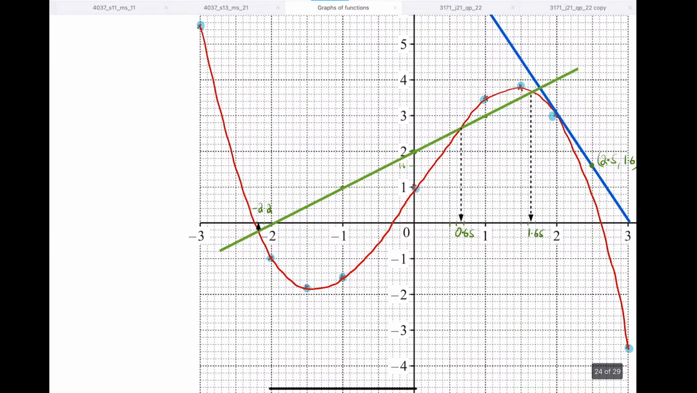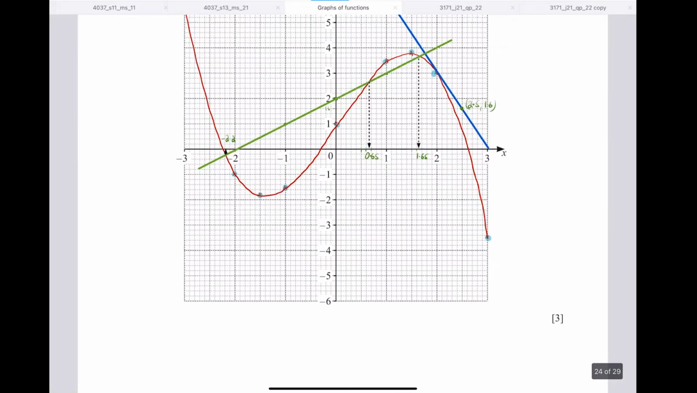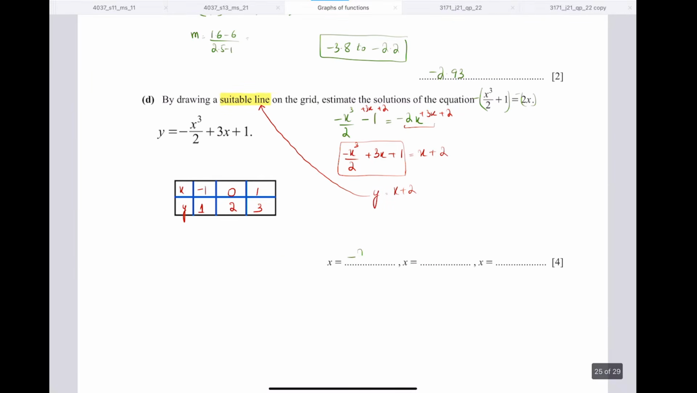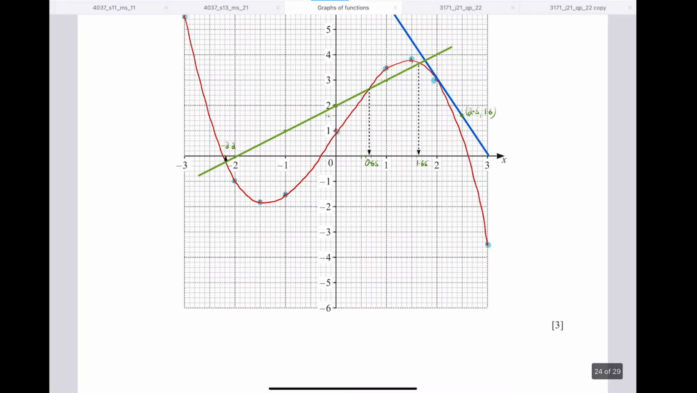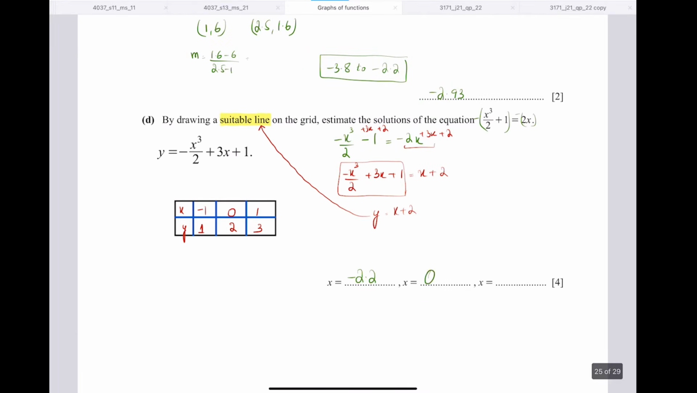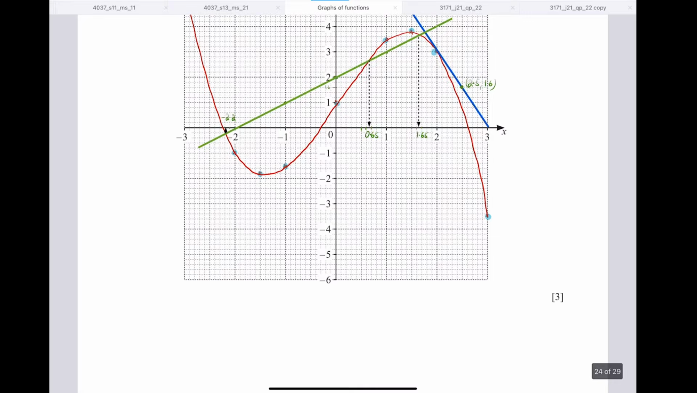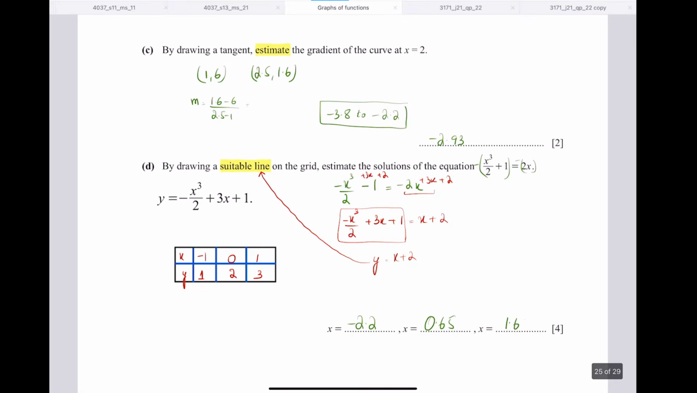So there we go, we have three solutions. One is negative, two of them are positive. So let's write them down. Again, it does not matter the order in which you write them. Minus 2.2, 0.65, and 1.65. There you go. Now here's the acceptable range.